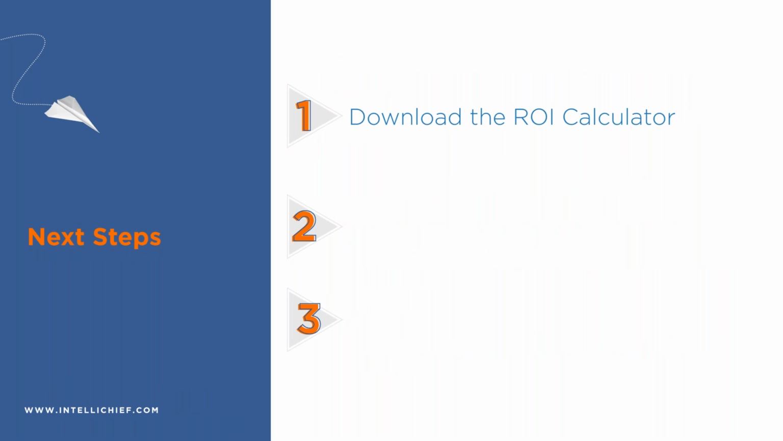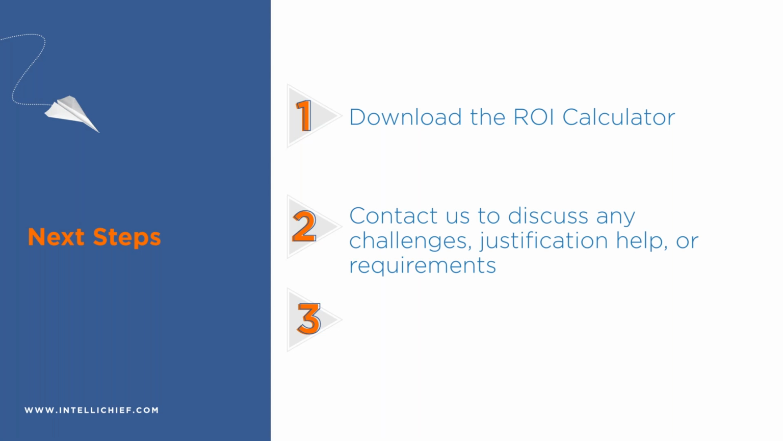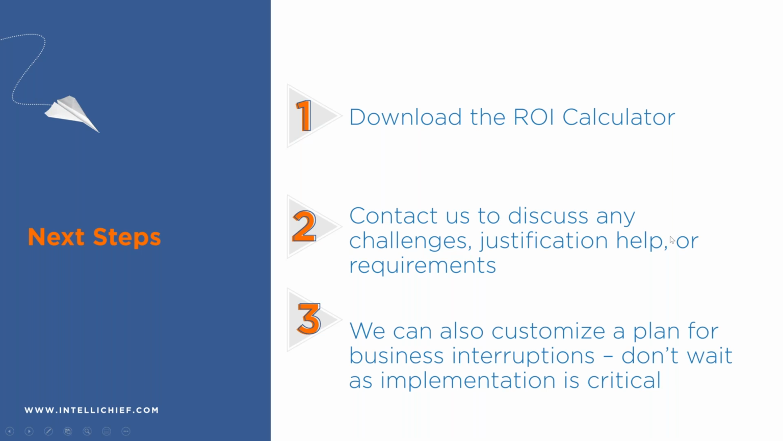So next steps, you can go on the website, download that ROI calculator. Contact us, obviously, to discuss any requirements that you have, justification discussions, or just say, how do people do the following? Happy to do that. We can also customize a plan for you and help out. We're obviously experts in this space. This is really what we do. AP are probably number one, sales order processing probably number two, HR probably number three.